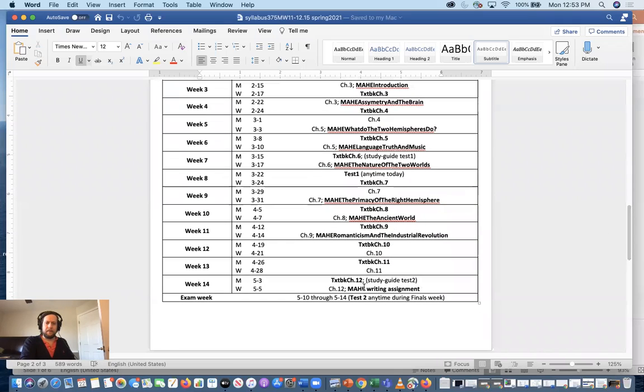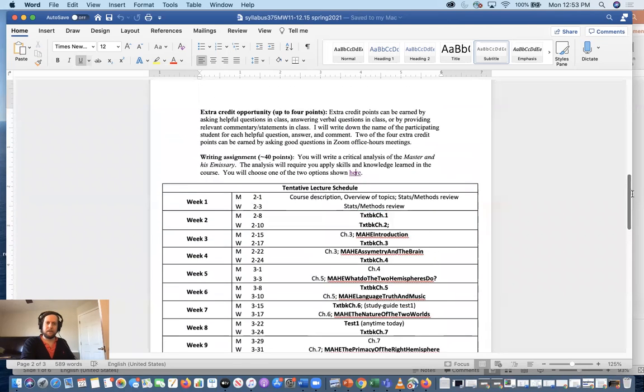I also want to point out real quick, looking at the syllabus, that you have all these quizzes throughout the course of the semester regarding Master and Emissary. But the major assignment for this is the paper, 4 to 6 pages, which is due the last week of class. Right now, it's scheduled for Wednesday of that last week of class.